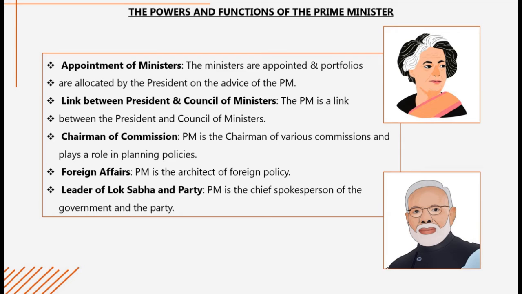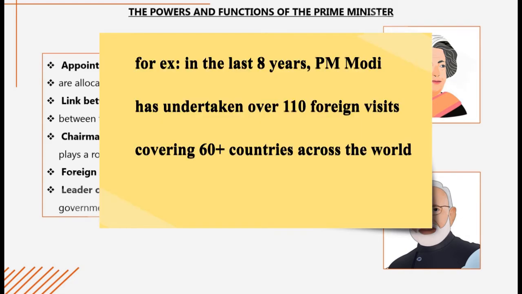Fourth point, Foreign Affairs. In spite of having the External Affairs Ministry, the Prime Minister is regarded as the architect of foreign policy. The Prime Minister pays official visits to various foreign countries and meets various dignitaries to discuss matters of mutual interest and signs various treaties on matters like trade, science, technology, education, etc.